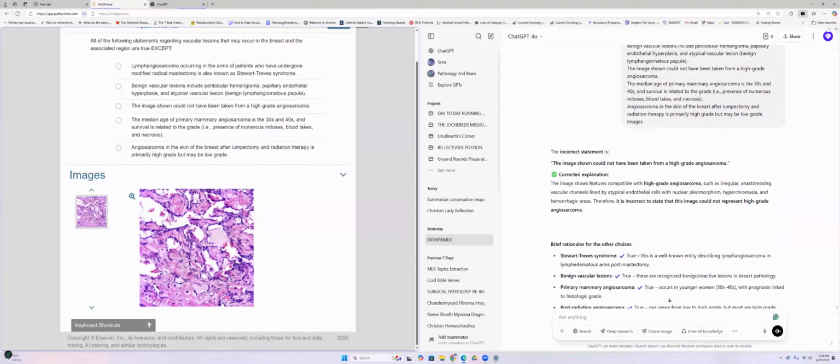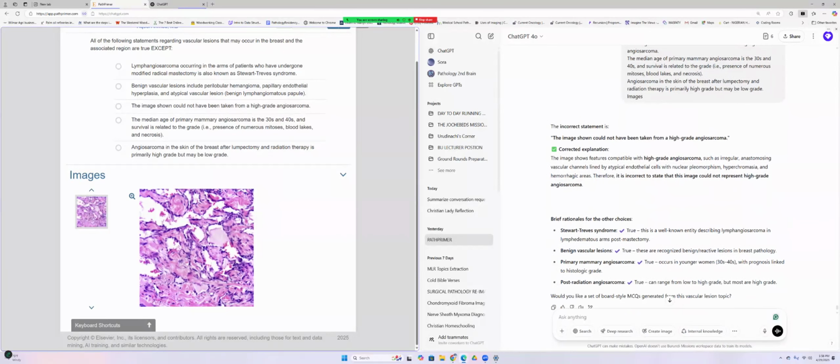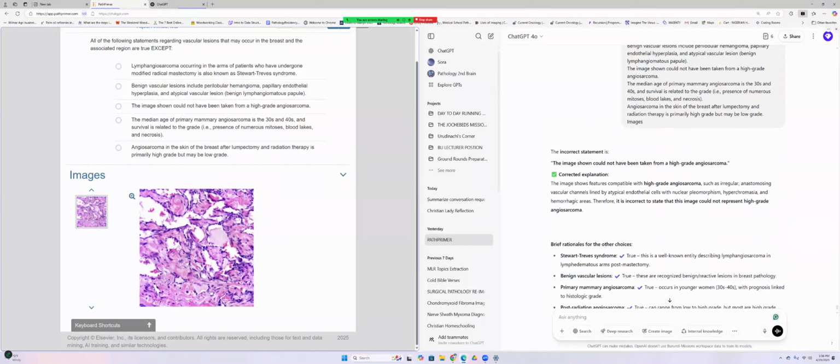Yeah. So the answer is C. It couldn't have been taken from a high-grade sarcoma. So you are right. Option A is Stewart-Treves syndrome. Stewart-Treves syndrome is a well-known entity describing lymphangiosarcoma in lymphedematous arms post-mastectomy. So somebody has a modified radical mastectomy, and after that develops lymphedematous arms. That's Stewart-Treves syndrome.